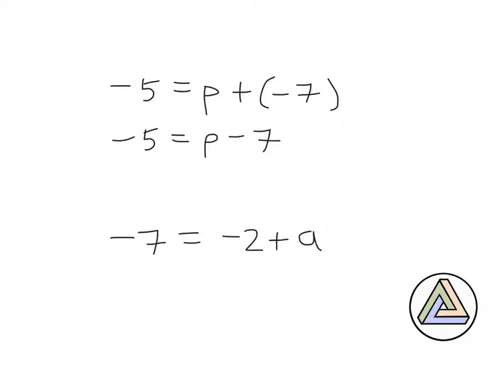And here's the answer. So in order to get p by itself, we've got to add 7 to both sides. And therefore, we're going to have p equals negative 5 plus 7. But what is negative 5 plus 7?